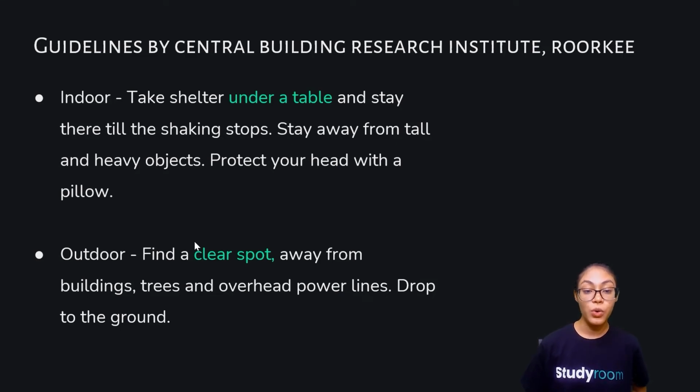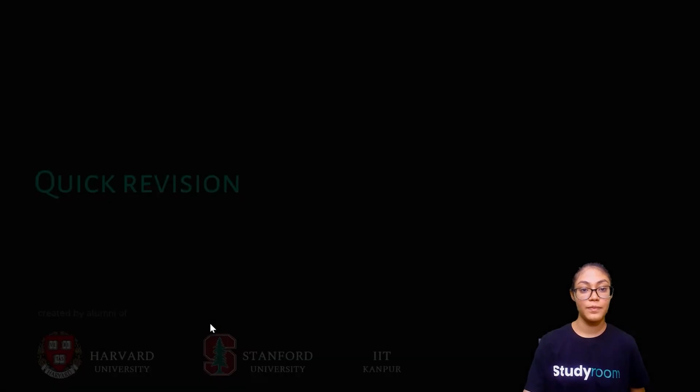Now, if you're outdoor, what to do? You find a clear spot that is away from the buildings, trees, and overhead power lines. Drop to the ground. Whenever you are outdoor, and if an earthquake occurs, you should always find an open space or an open ground where there are no buildings in the surroundings. Right?